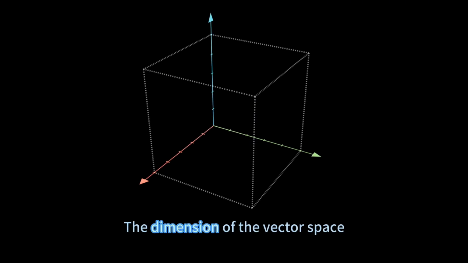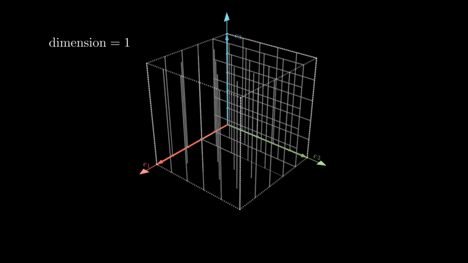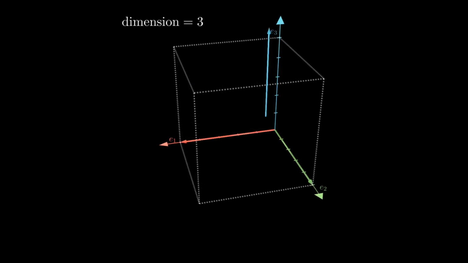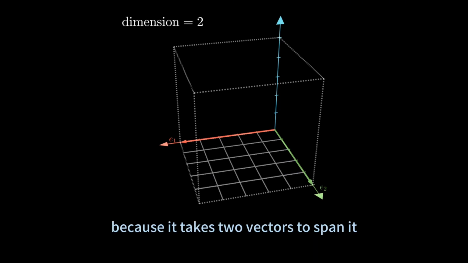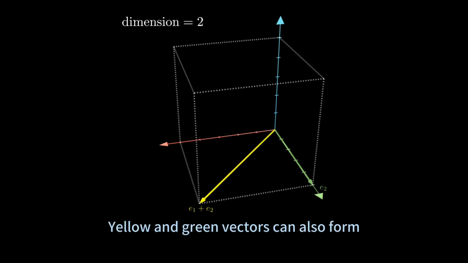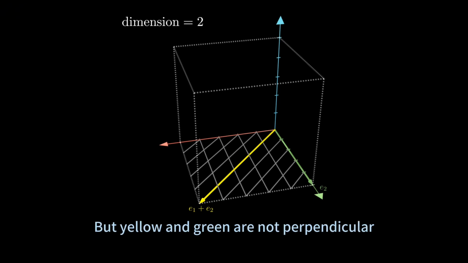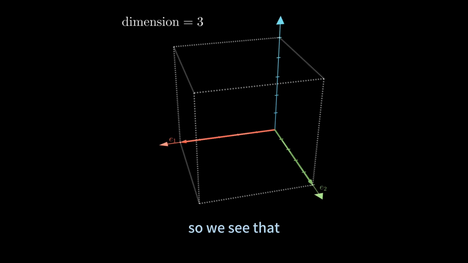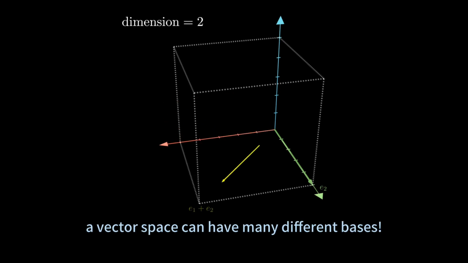The dimension of a vector space is just the number of vectors in its basis. For example, the red-green plane has a dimension of 2 because it takes 2 vectors to span it. Yellow and green vectors can also form a basis for the same red-green plane, but yellow and green are not perpendicular. So we see that a vector space can have many different bases.